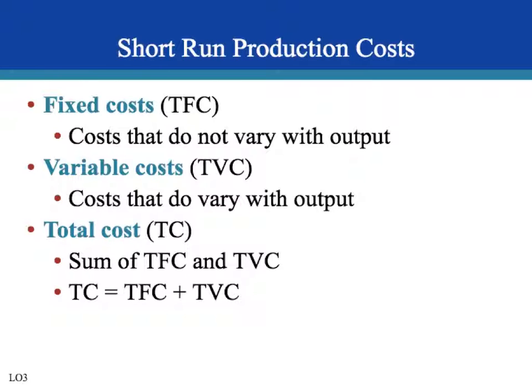So in the short run, firms have fixed costs and variable costs. Fixed costs are costs that do not vary with output. So let's say you're going to open your own bakery and you sign a one-year lease for a small space, paying $1,000 a month. Whether you, in the end, produce a cake or not, that cost is fixed. You have to pay it regardless of your output. Now, variable costs do vary with output. The more cakes you produce, the higher your variable costs will be, because you'll have to buy more flour, more sugar, more eggs, more butter, etc. And total cost is the sum of fixed costs and variable costs.